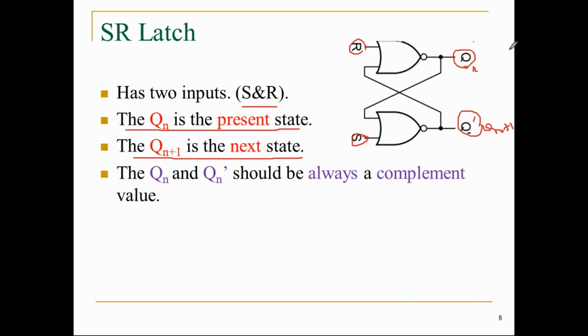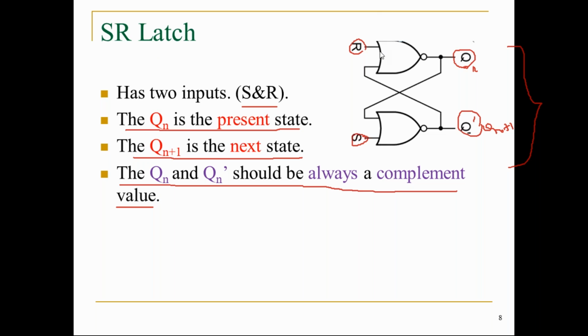Then, according to the earlier slide, what we understand is that both are opposite to each other. That means they are complements of each other. That is a point given to you. Qn and Qn bar, or Qn and Qn plus 1, are always complemented between the two.